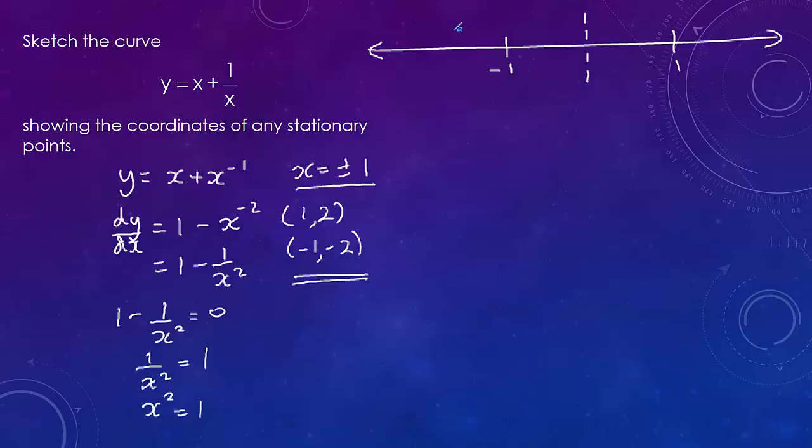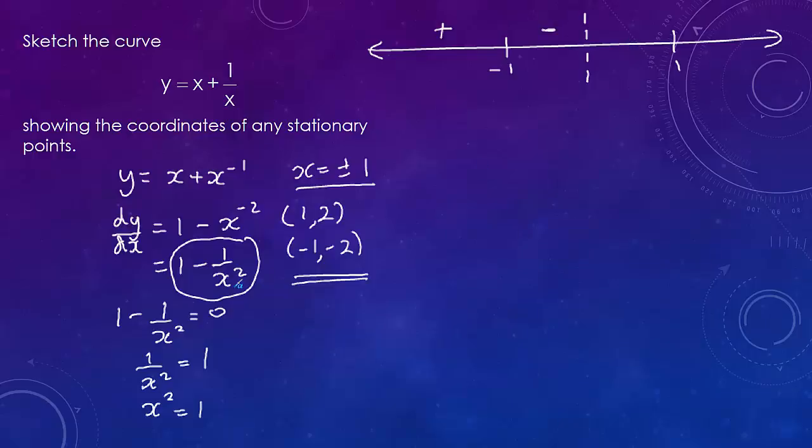So let's look to the left of negative 1. Here's my expression for dy/dx. Let's say that x is negative 2. So negative 2 squared is 4, so I've got 1 take away a quarter, that's positive. Let's take x is negative a half. Negative a half squared is a quarter. 1 divided by a quarter is 4. This is 1 take away 4, which is negative 3, so it's negative in there.